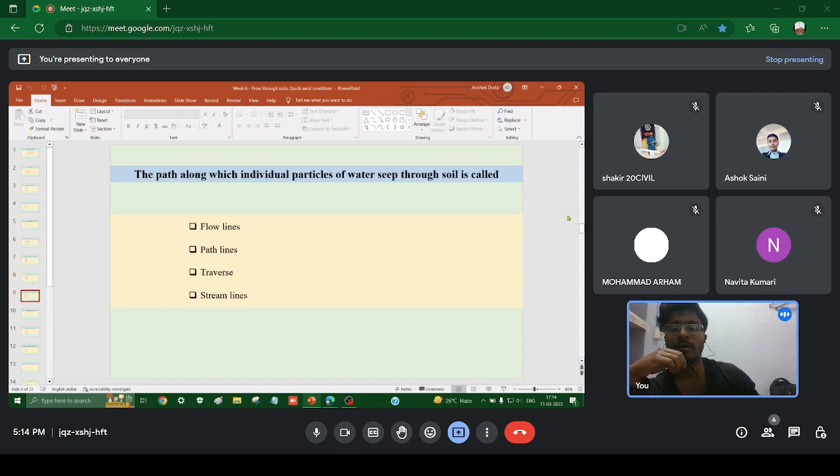This is also a multiple select question. The path along which individual particles of water seep through soil is called. The options are flow lines, path lines, traverse, or streamlines.